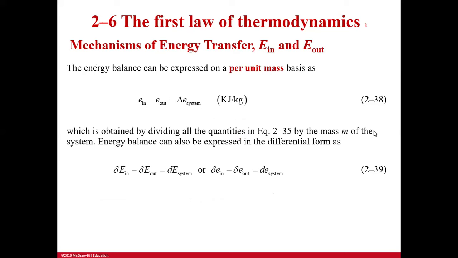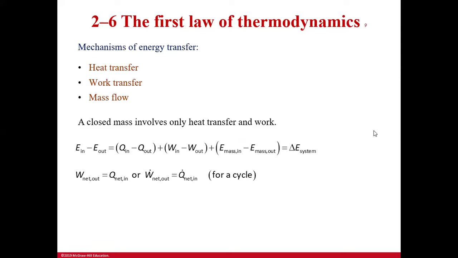Energy transfer expressed on a per unit mass basis is the same, with small e in this case: e in minus e out is equal to delta e, which is obtained by dividing all quantities in the previous equation by the mass. Energy balance can also be expressed in differential form: delta E in minus delta E out is equal to dE system. The mechanisms of energy transfer are heat transfer, work transfer, and mass flow.